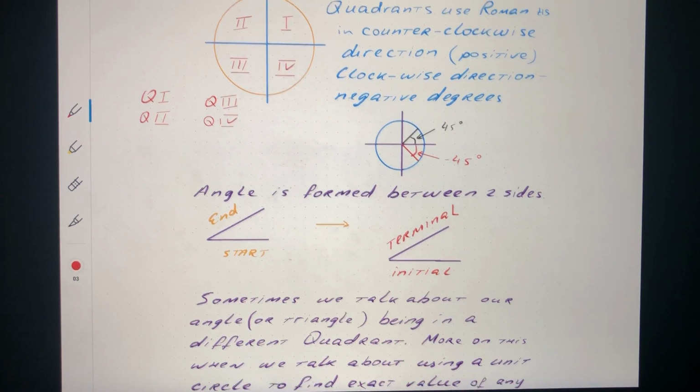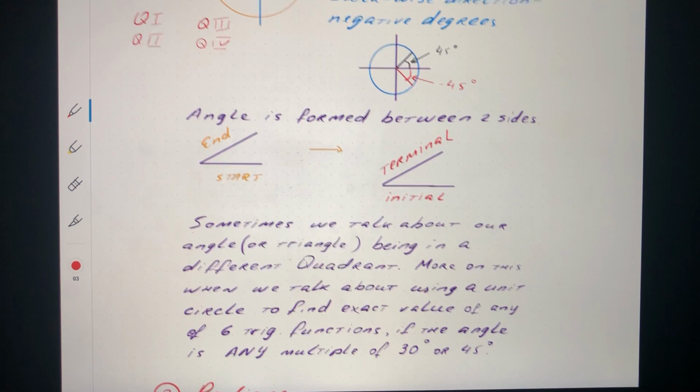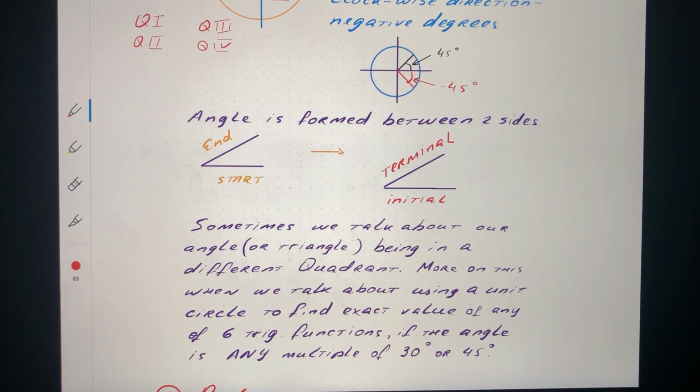Now, sometimes we talk about angles being in different quadrants, and we will discuss that in more detail when we look at how to find the exact value of any of the six trigonometric functions if the angle is any multiple of 30 or 45 degrees.